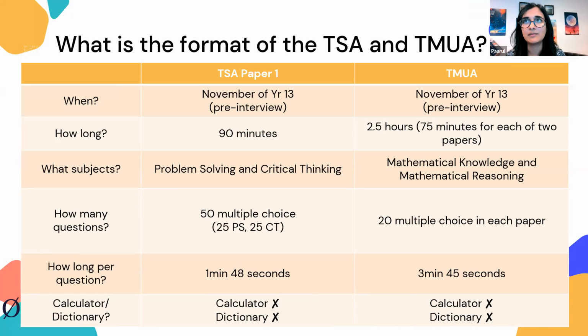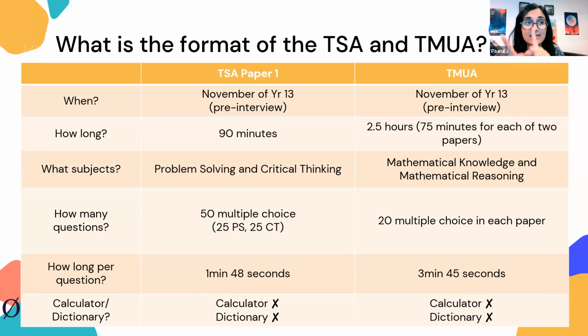You'll sit these exams. Now, the TSA is 90 minutes long, 1.5 hours. And the TMUA is 2.5 hours, and it's split into 2 papers. Each of the papers is 1 hour, 15 minutes, and you basically sit them back to back. It's kind of like one exam, but there are 2 different papers.